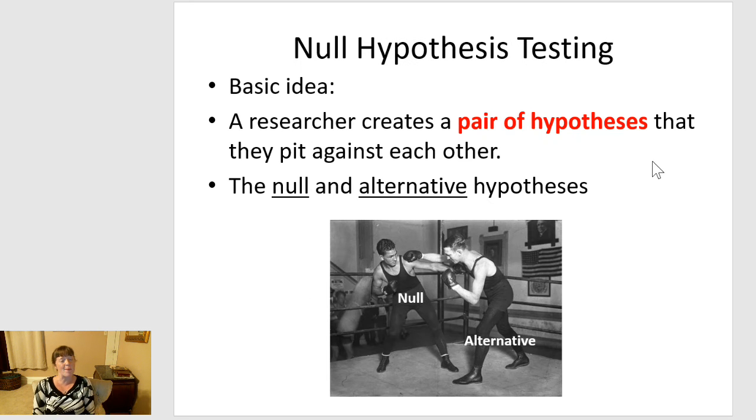So what is null hypothesis significance testing? Well, it's the idea that anytime a researcher has a research question, you're going to create a pair of hypotheses. You're actually going to create two hypotheses, one of which you as the researcher think is really going on, and then you're going to create the opposite of that and call that the null hypothesis. And then you're going to pit these hypotheses against each other.